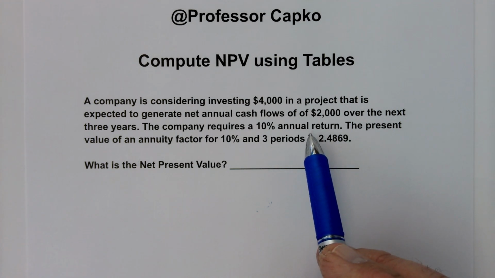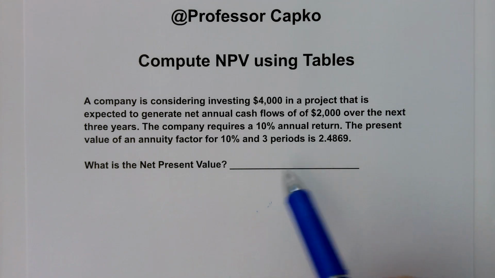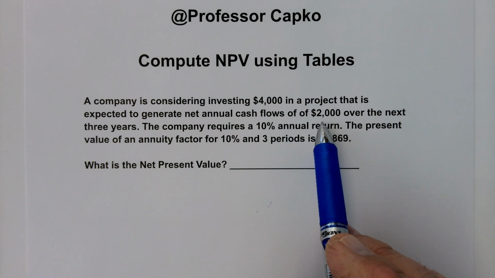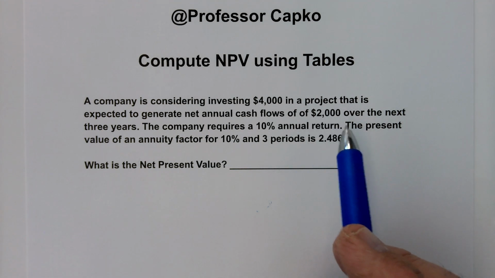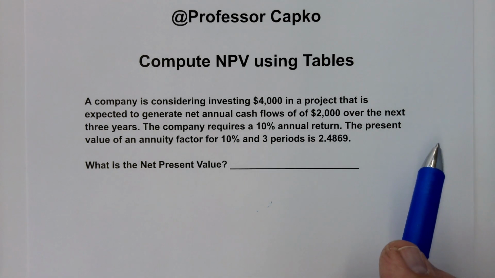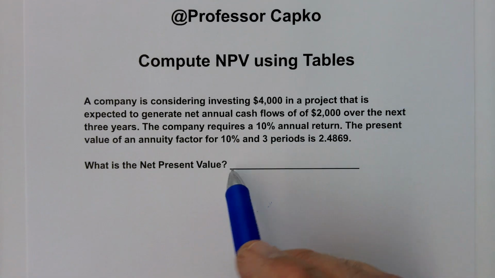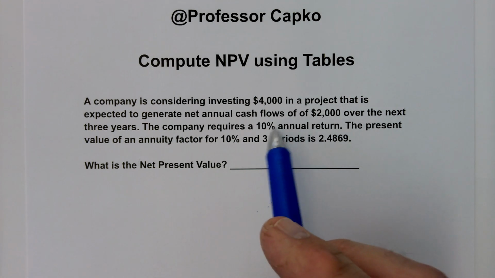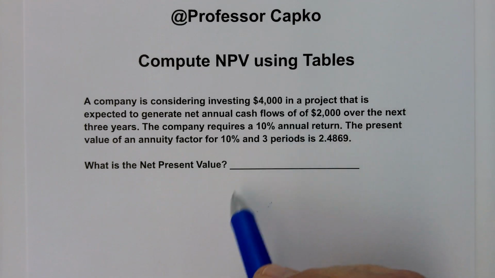And they expect, now no one can predict the future, we understand that, but in finance, we have to at least kind of figure out what we expect. And in this case, for the next 3 years, it's going to generate income of $2,000. So $2,000 the first year, $2,000 the second year, and $2,000 the third year. But for NPV, we want to know what the present value is of this investment. So in other words, what is the present value of that cash flow today?